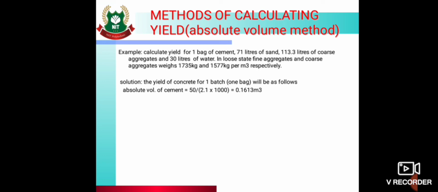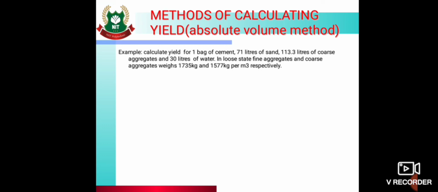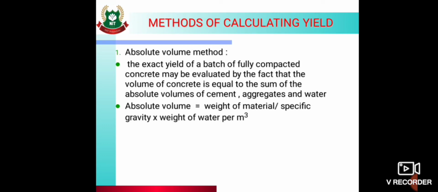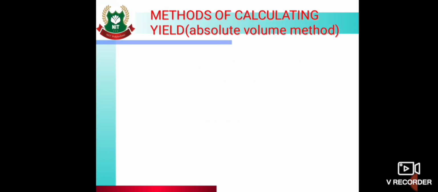So absolute volume of cement is equal to 50 upon 2.1 into 1000. What is this 2.1? That is the specific gravity. So 50 upon 2.1 into 1000. Absolute volume is equal to weight of material upon specific gravity into weight of water per cubic meter. See here, the formula is given.